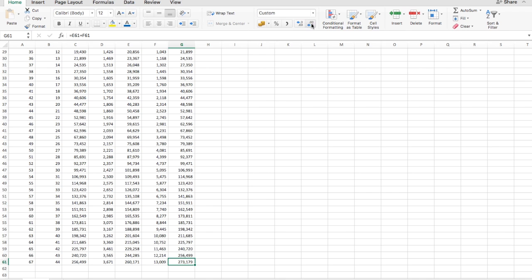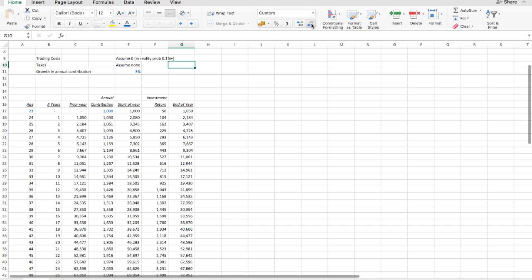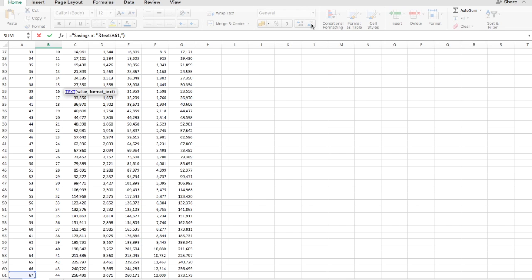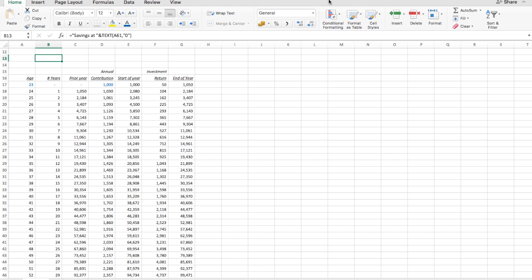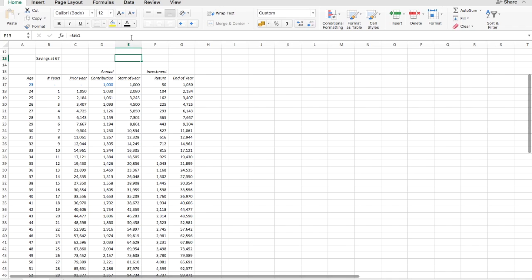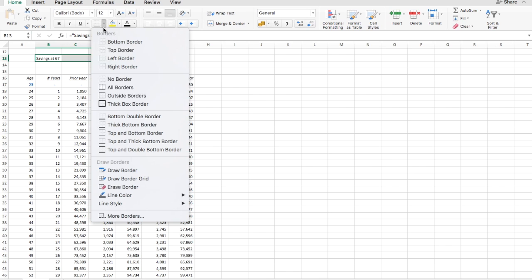Actually, let's make another slight adjustment to the spreadsheet where we just put the number up here so we can see it easily. Savings at... let's see how to do that, and text this number, and then we've got a format... can't believe it's been, where did that go? So there you go, so now we know at age 67, it will be that number. Let's put a big box around that so we can see it easily.